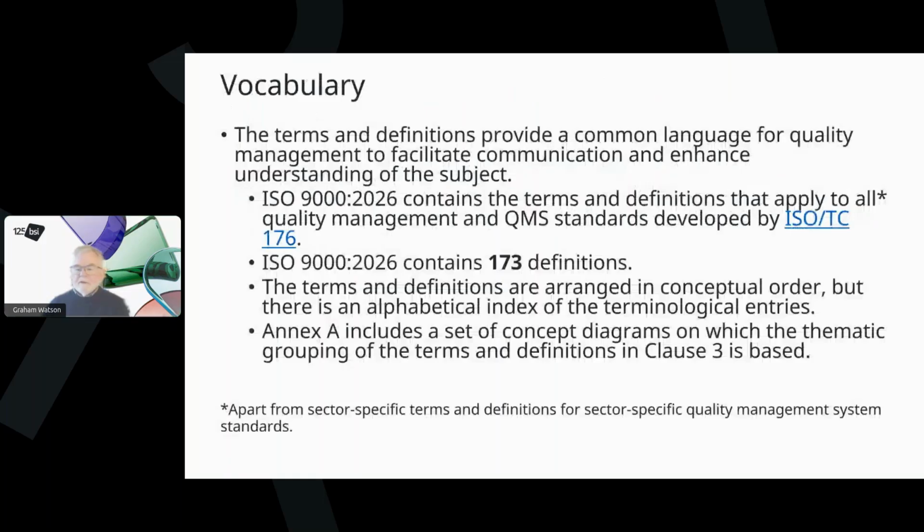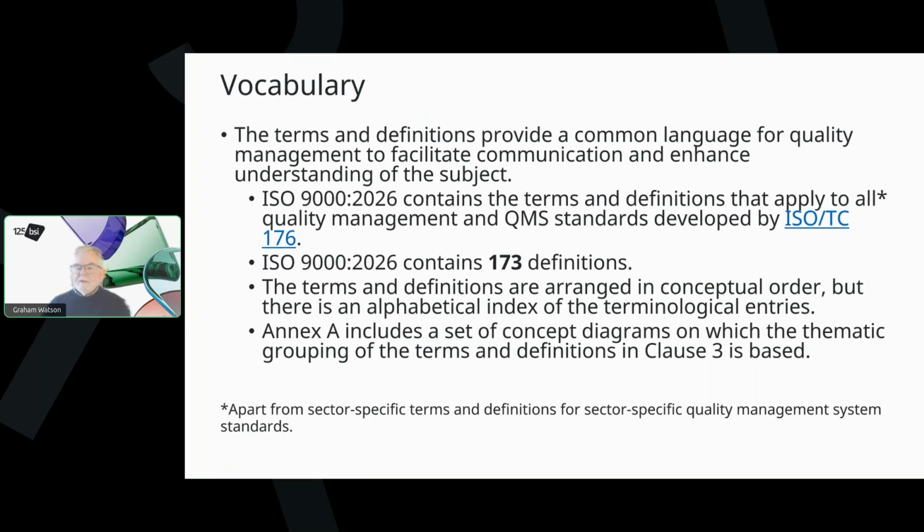Next, please. The vocabulary, clause 3. It's probably the bit of 9000 that everybody is most familiar with and probably think that ISO 9000 is just about the vocabulary. The vocabulary terms and definitions provide a common language for quality management to facilitate communication and enhance understanding. Sam's already emphasized the importance of common understanding, because when a term appears in a standard, it has the specific meaning that is provided in ISO 9000.